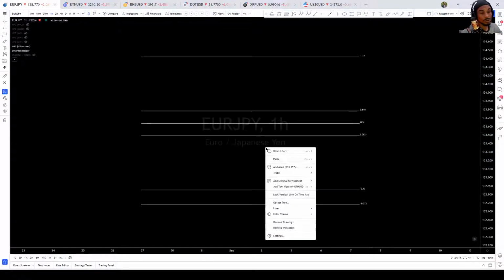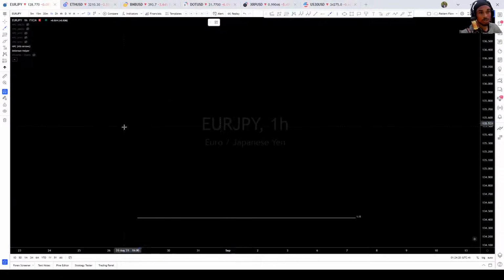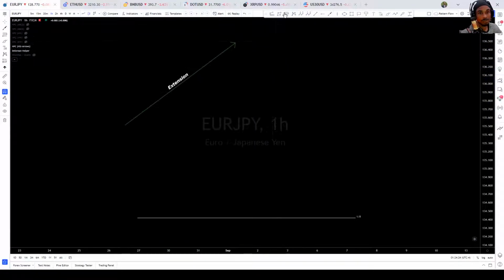If you don't know about Fibonacci, the first thing you need to know is you have extensions and then you have retracements. So in these terms, we're going to use the green as an extension and the red as a retracement.